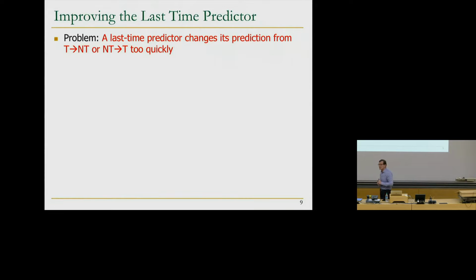So one of the problems is, it turns out this works not so bad, but we're going to see there are downsides and there are much better prediction mechanisms. One of the problems with this prediction mechanism is it's a last time predictor that basically changes its mind too quickly. So whenever you see one offending outcome, offending meaning a different outcome than last time, you basically change the prediction state.